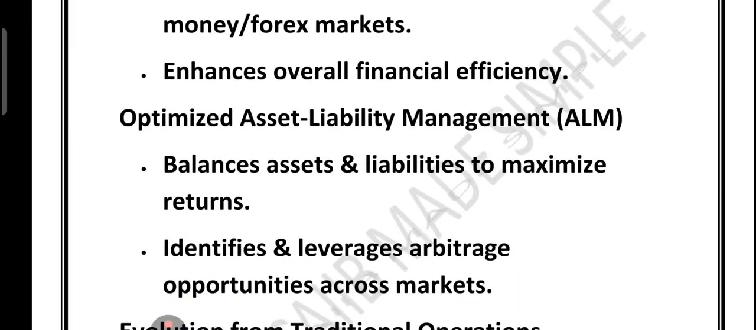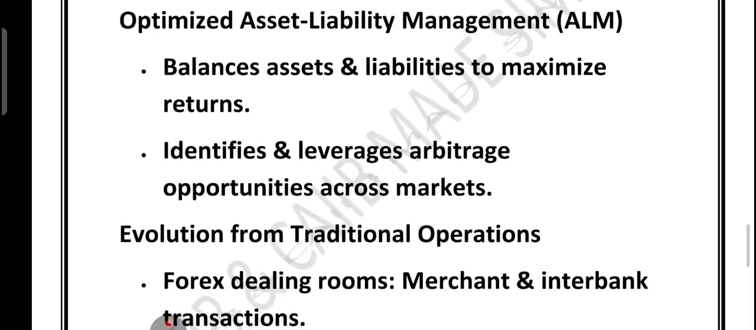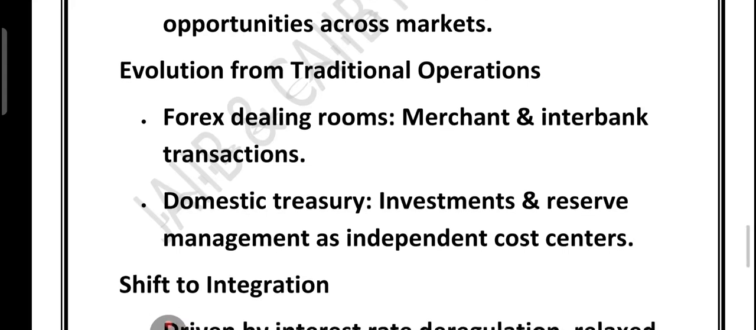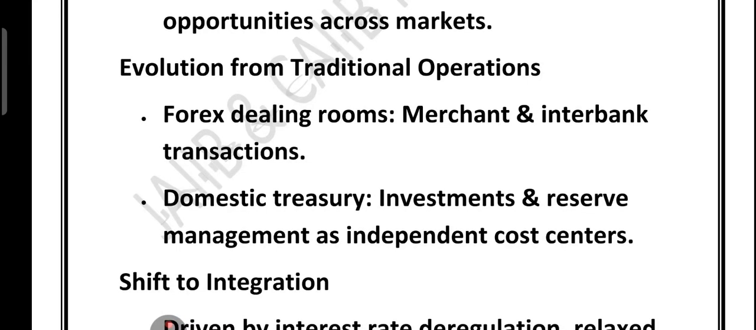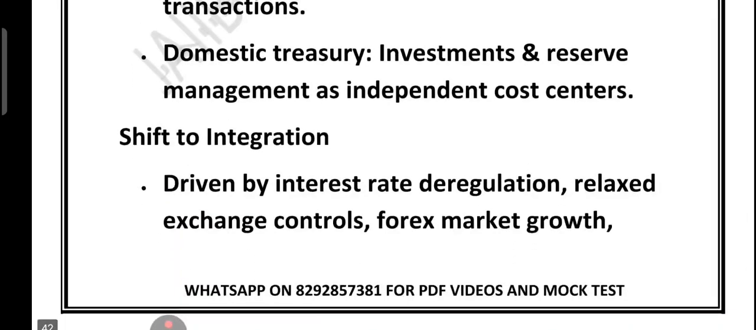Optimize asset liability management. It balances our assets and liabilities. Why? To maximize the return. There is something called arbitrage opportunity. We identify those arbitrage opportunities to improve profit. Then we have the evolution from traditional operations. The forex dealing room handles merchant and interbank transactions, and domestic treasury manages investment and reserves as an independent cost center. Shift to integration. Earlier, they were working in a standalone manner, right? There were three parts: money market operation, which was separate, forex operation, which was separate, and the third, so all of treasury was working separately.